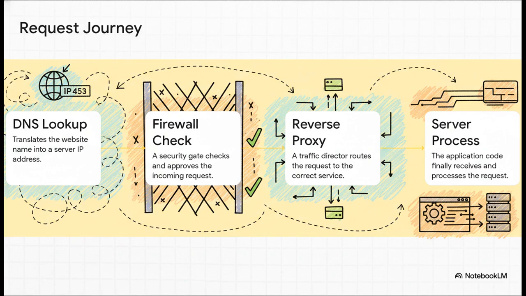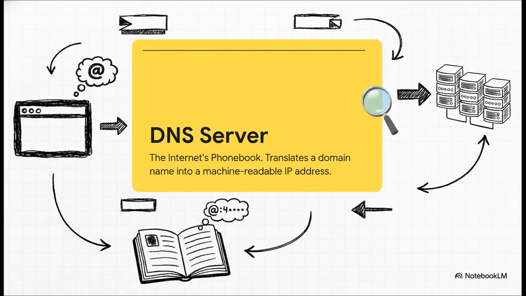Let's break that down. Okay, first up, the DNS server. The easiest way to think about this is like the internet's giant phone book. Your browser knows the name, like Instagram.com, but computers talk in numbers. So the DNS server just looks up that name and gives back the correct numerical IP address. It's the server's real address on the internet.